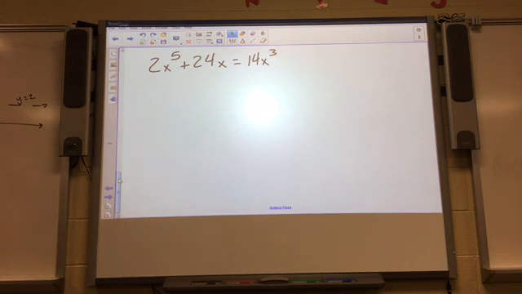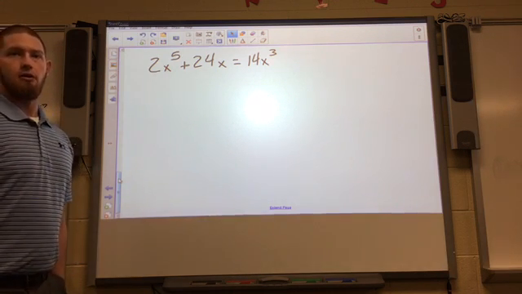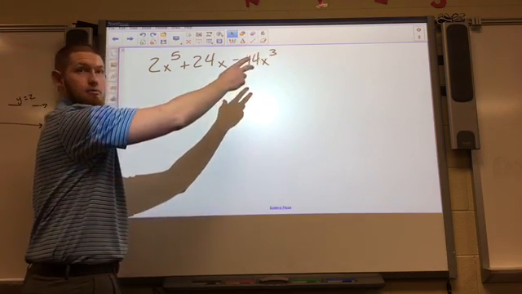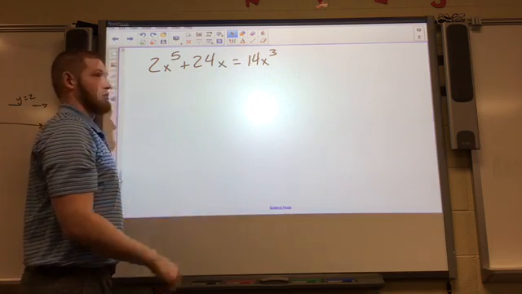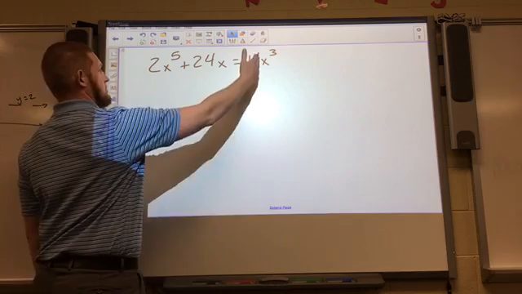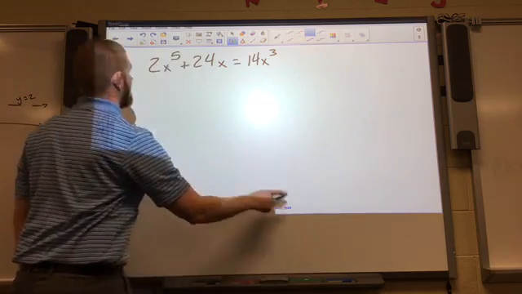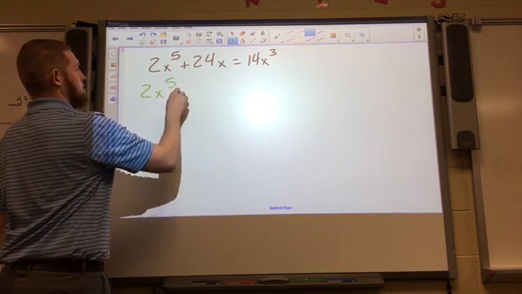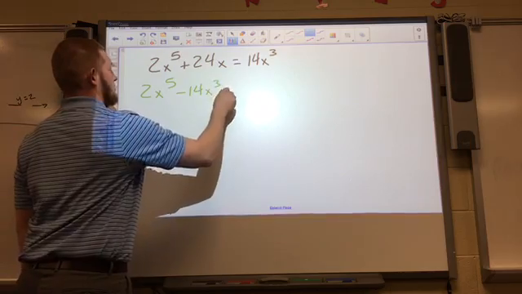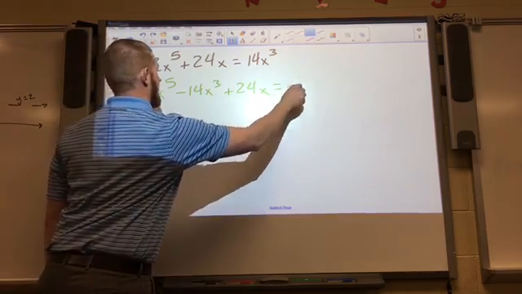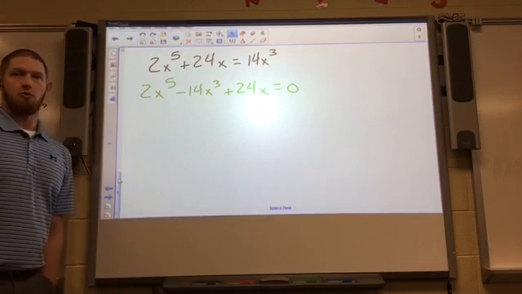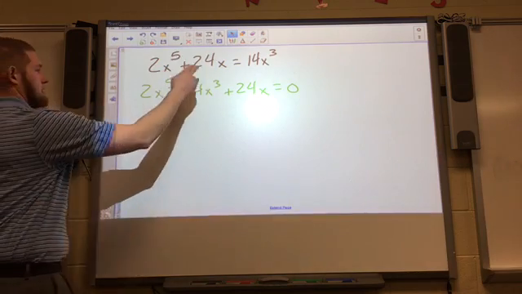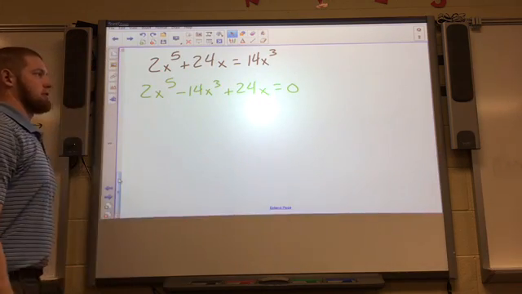Now to be able to do this, in the past we've always done what? So you wanted to get this right side to 0, right? The only time we didn't do that was when we completed the square. But let's get that right side to 0. So let's go ahead and move that over. So I have 2x to the 5th minus 14x cubed plus 24x. It'll be much easier if you make sure everything's in order. So I have my x to the 5th, x to the 3rd, x to the 1st in decreasing order.